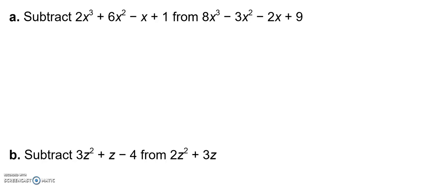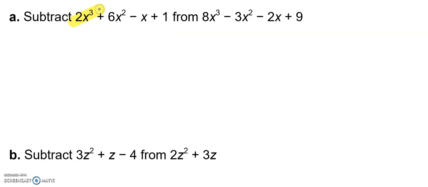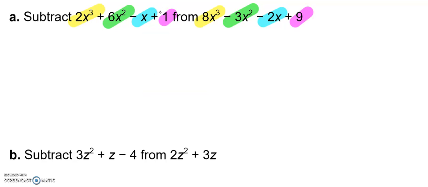So there's kind of two ways we can approach this. One is I can actually write the polynomial that I'm going to subtract from on top and the other one on bottom, matching up the like terms. So in this case, again, if I just highlight my like terms first, now I could rewrite the first polynomial underneath the second polynomial, showing the subtraction.